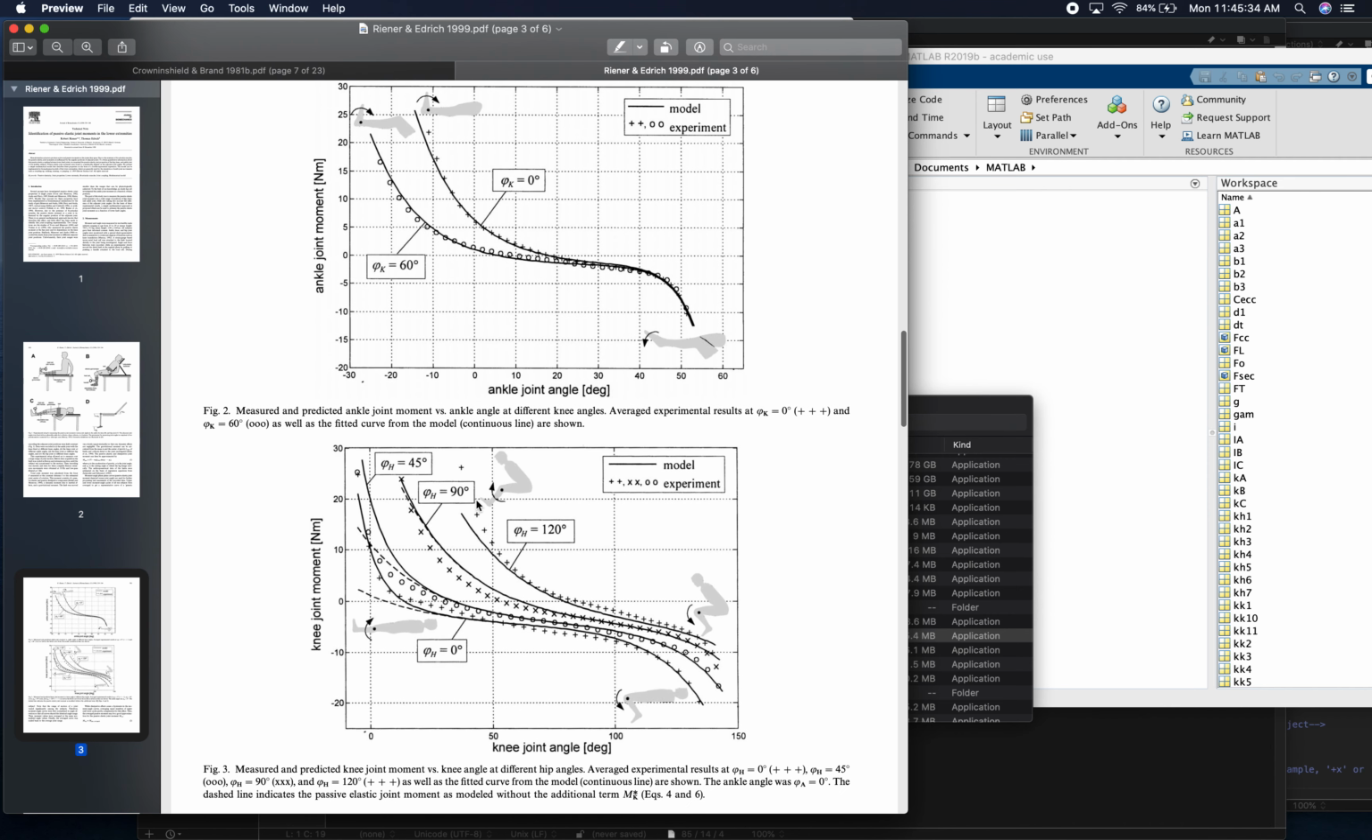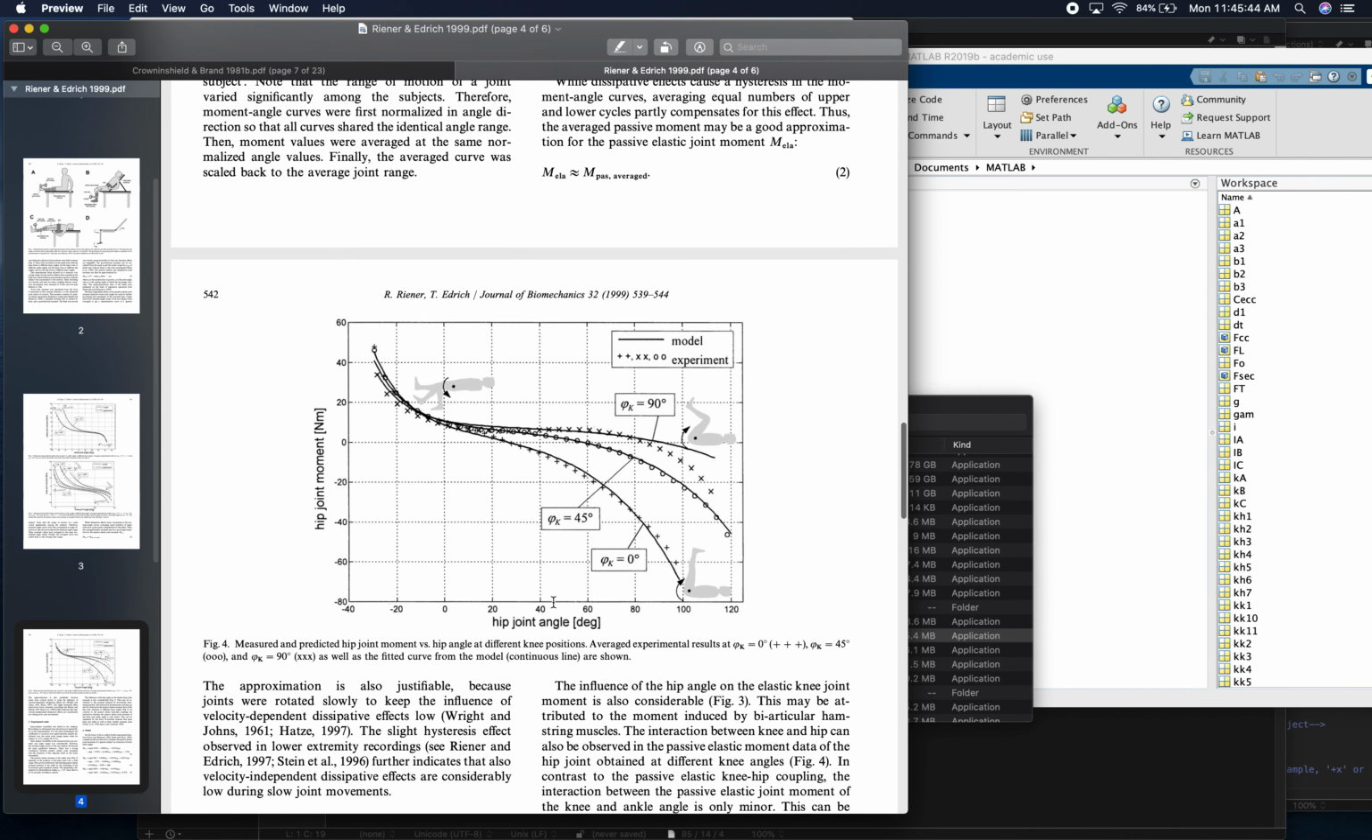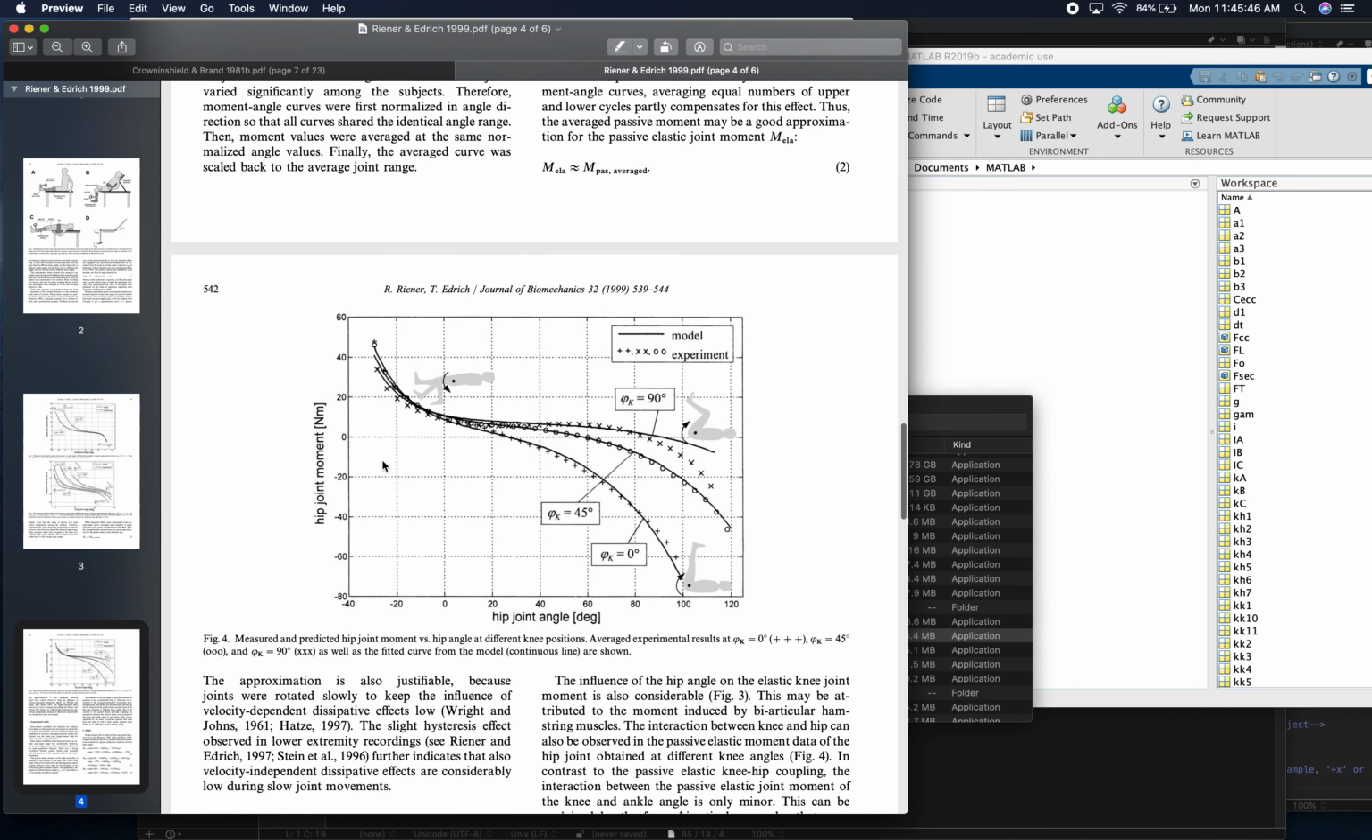And you'll also see this here in their model of the passive stiffness of the knee, where it depends on the hip angle and also on the ankle angle, which they don't show here. And also their passive torque angle relationship here for the hip, which depends not just on the angle of the hip, but also on the angle of the knee.